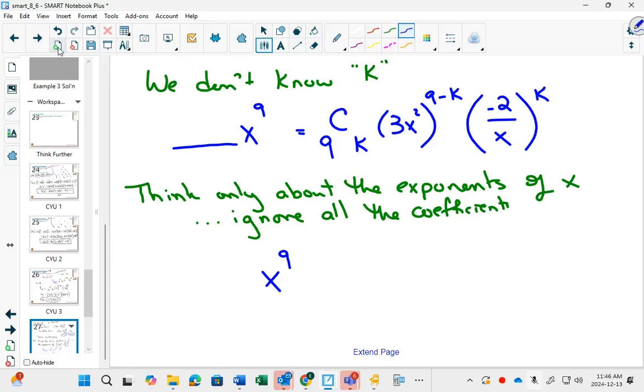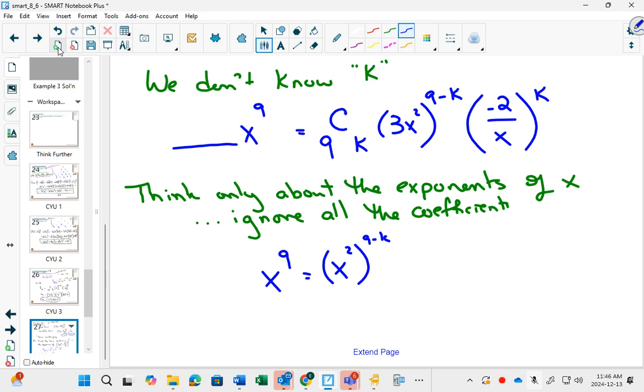Can you see that the 9 choose k would be a number? And that would be a number in front. The 3, which is going to go to the exponent of whatever this is going to be a number. I'm going to ignore that as well. But can you see that I would have x squared to the 9 minus k? That would be all exponents of x's.